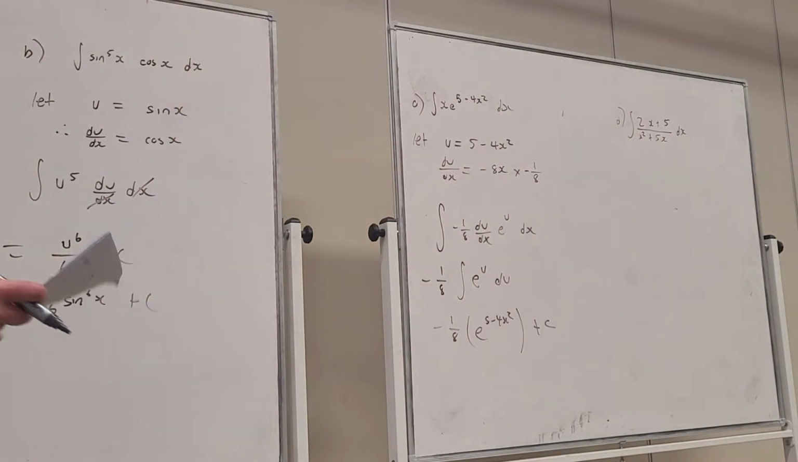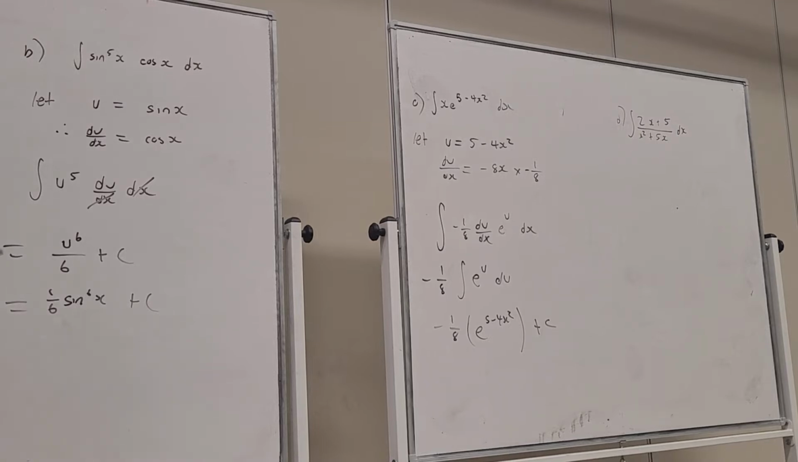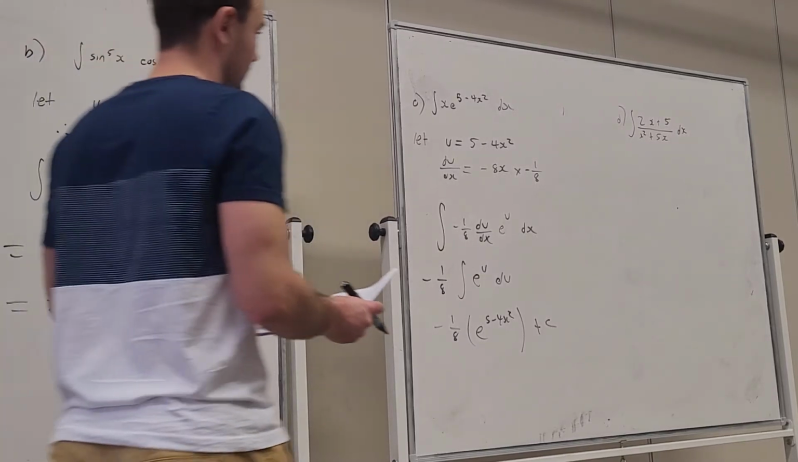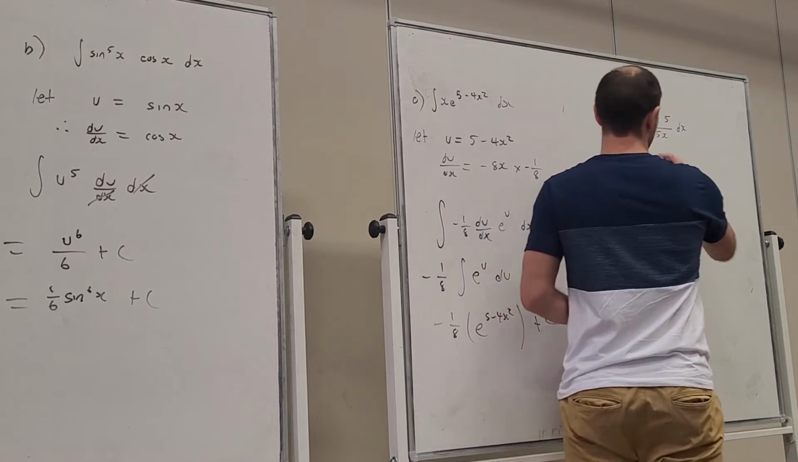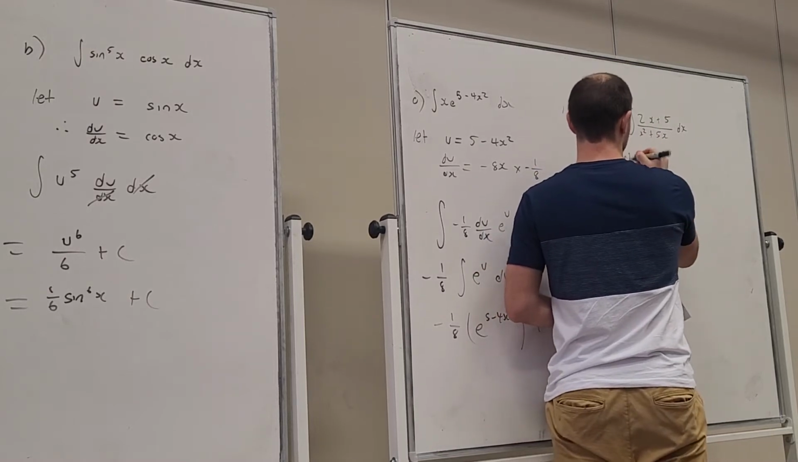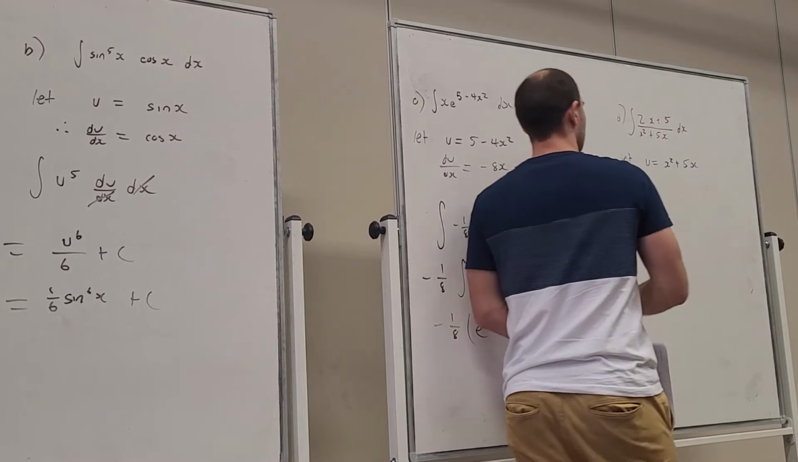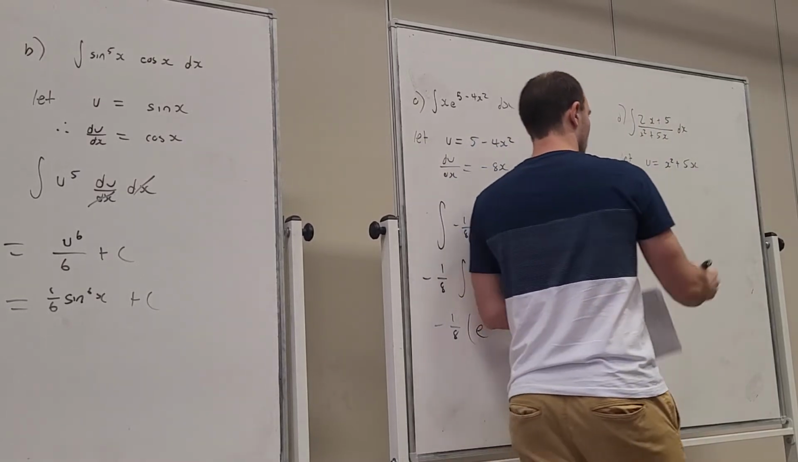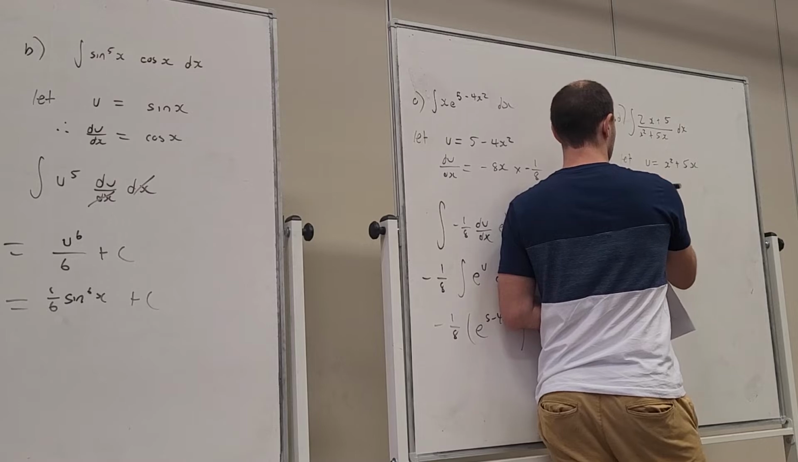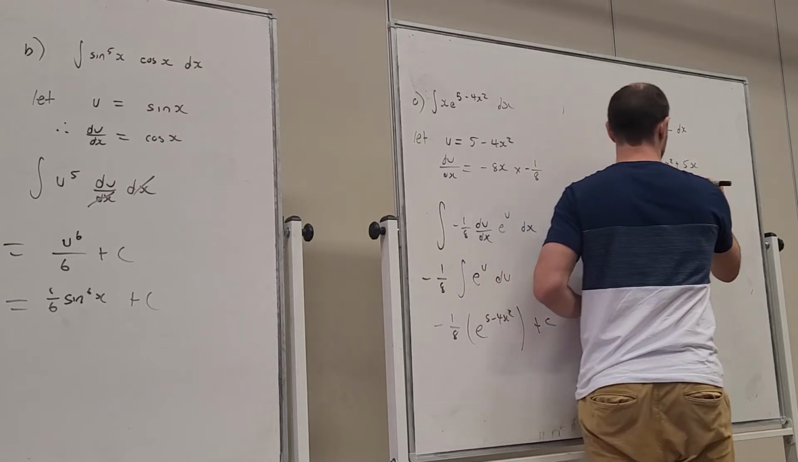On to D. We have 2x plus 5 on x squared plus 5x. So if we let u be the bottom function here, then du on dx is going to be 2x plus 5.